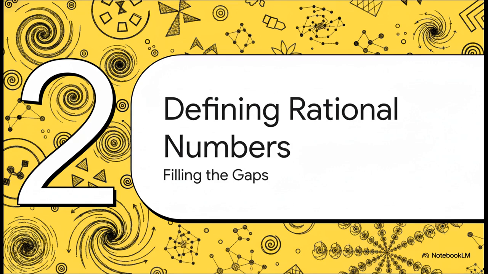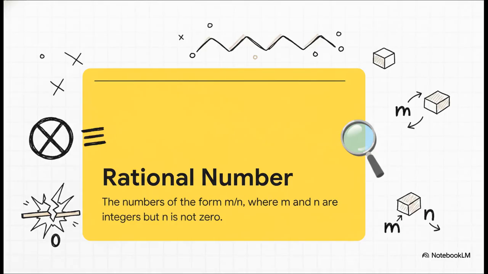Well, to fill those gaps, we needed to invent a much more powerful type of number. Now, the official math book definition sounds a little intimidating, I'll admit. A rational number is any number that can be written as a ratio, m over n, where m and n are both integers. There's just one crucial rule. n, the number on the bottom, cannot be 0. Yeah, dividing by 0 is a big no-no.